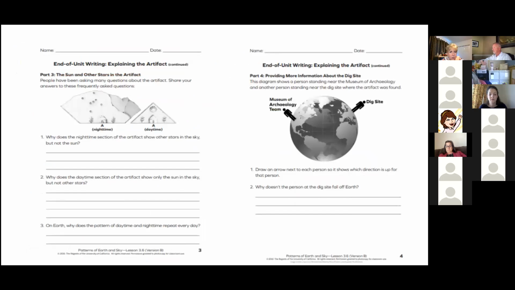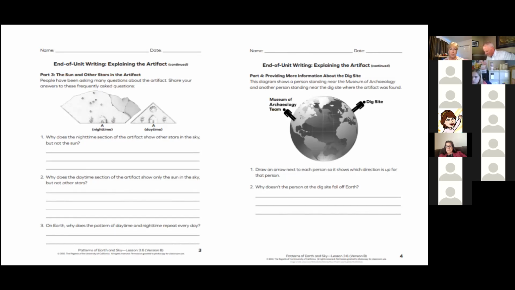Okay, there's part 3 where they're answering the questions, why does the nighttime section of the artifact show other stars in the sky but not the sun? Why does the daytime section only show the sun? Why does the pattern of daytime and nighttime repeat? And then what's up, what's down, and gravity pulling things towards the center of the Earth.